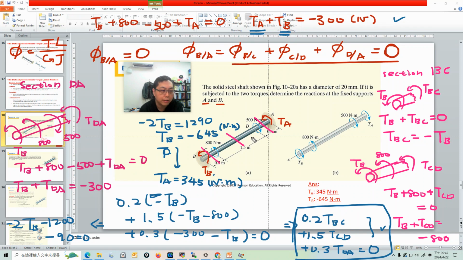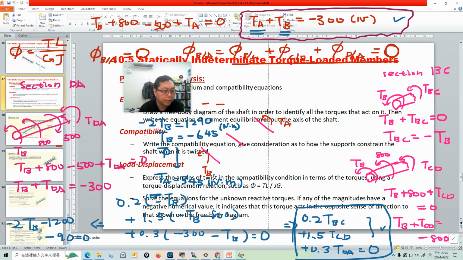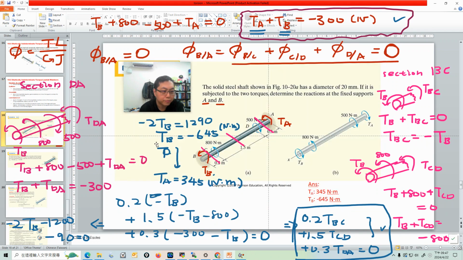So this is a very typical example of a statically indeterminate torsional load member, just the same as the axial loading. If you use the balance equation, you cannot solve it. So you need to find another equation. In this book, it's called the compatibility equation.